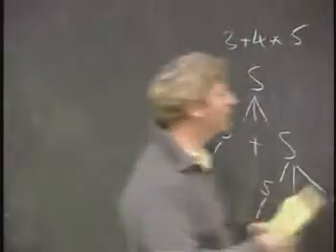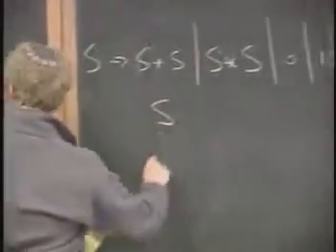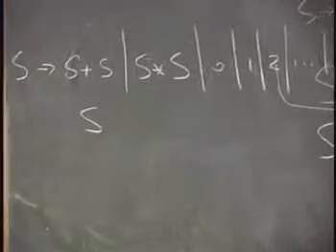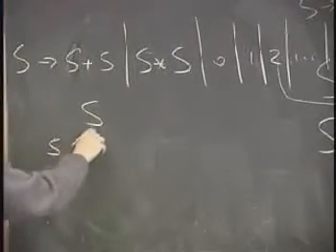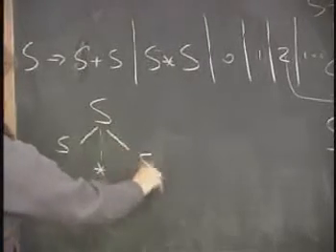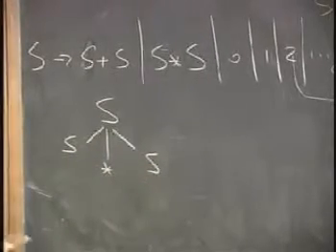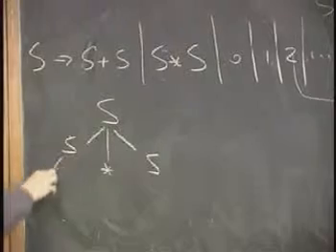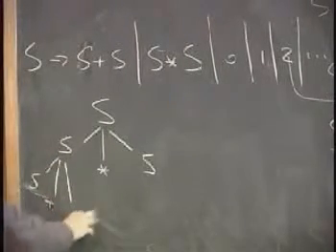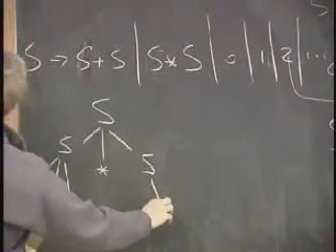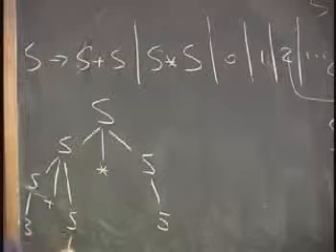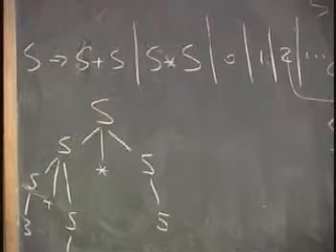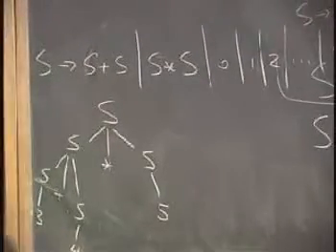Let's come up with a different parse tree. S goes to S times S. So instead of starting with S plus S, we're going to start with S times S. And now the left side becomes S plus S, and the right side becomes 5. And this becomes 3, and this becomes 4. There's the parse tree.